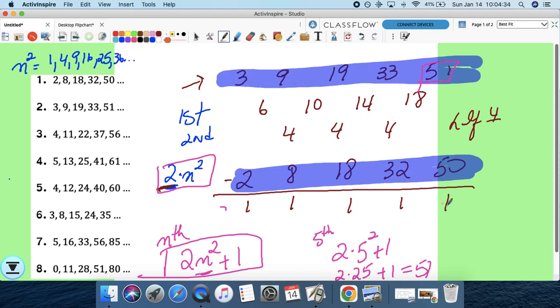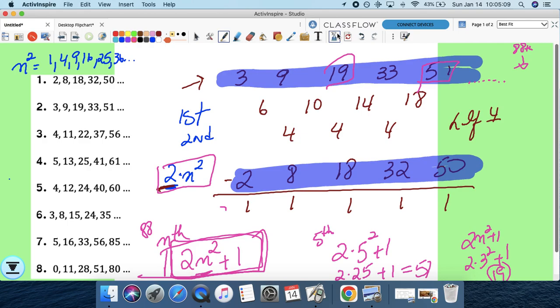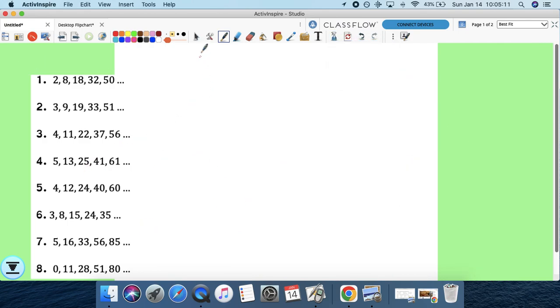Try the 3rd term. We should get 19, so if we use this expression, 2n squared plus 1, and we plug in the 3, we get 2 times 3 squared plus 1. 3 squared is 9, times 2 is 18, plus 1, look at that. We get 19. So this expression here, right, helps me find whatever term I need. So again, if I want to find, like I said before, the 88th term, plug it in here, right, and you would get the 88th term right here. Okay. All right. Let's move on a little faster.